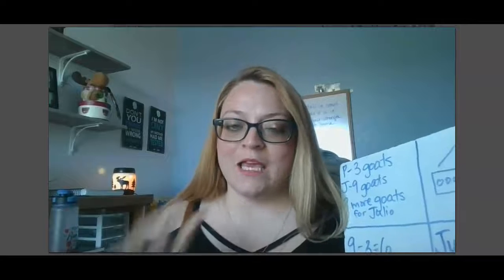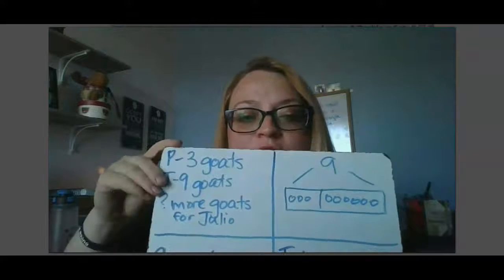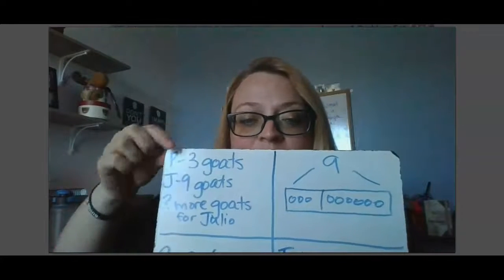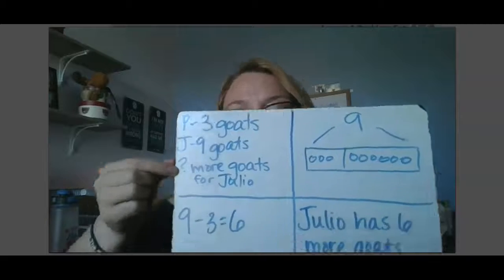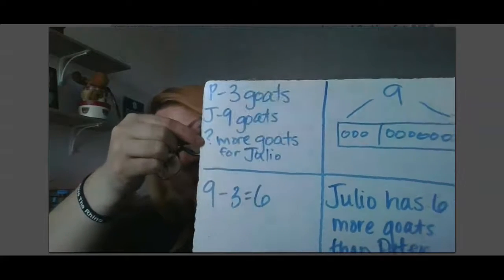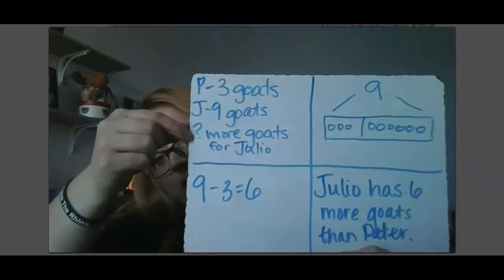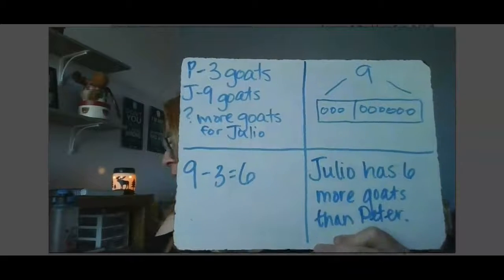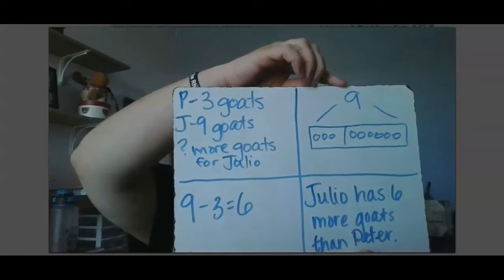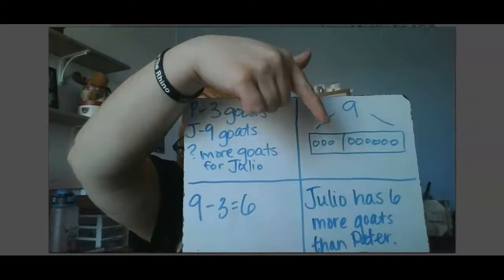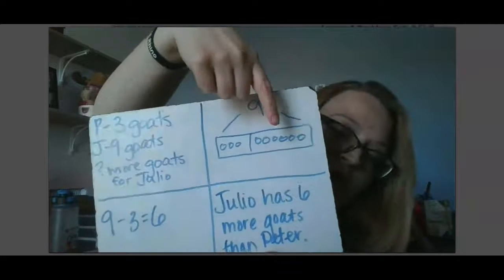All right, hopefully you guys got this done. Even if it's wrong, that's okay, because let's check our work. So for box number 1, you should have Peter has 3 goats, Julio has 9 goats, question mark, more goats for Julio. Sorry, my window's giving kind of a glare. Here was our picture. We have 9 as our whole. Peter has 3. How many more does Julio have over here?